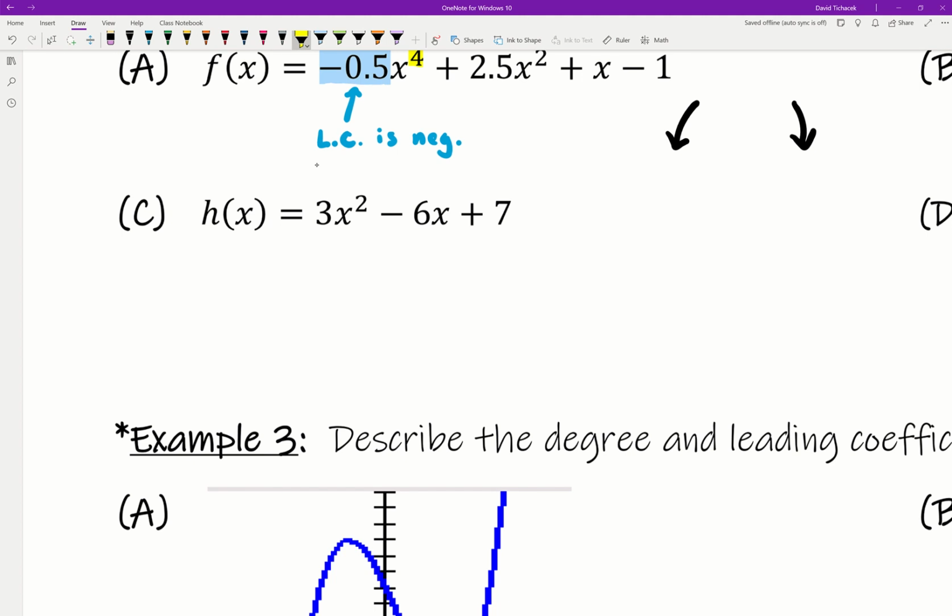Next example here, the degree is 2, which is even, so both ends are going to point in the same direction. The leading coefficient is positive, so that means that we are going to have two ends that both point upward. So very, very easily done.